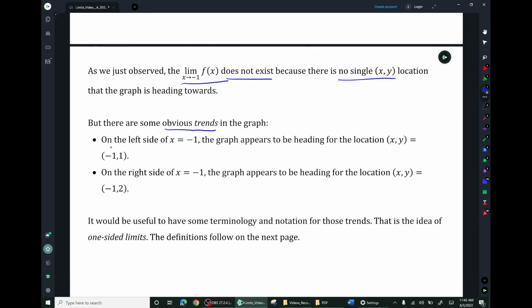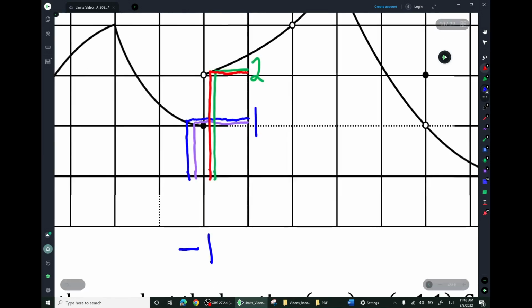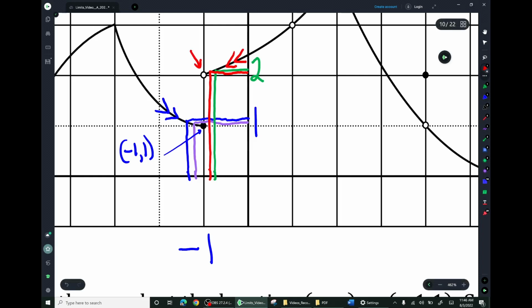One trend is this. On the left side of x equals -1, the graph appears to be heading for the location -1, 1. Let's go up and look at that. On the left side of -1, the graph is heading here. The graph is heading for the location -1, 1. On the other hand, on the right side of x equals -1, the graph is heading for a different location. The graph is heading for this location that has x, y coordinates -1, 2.